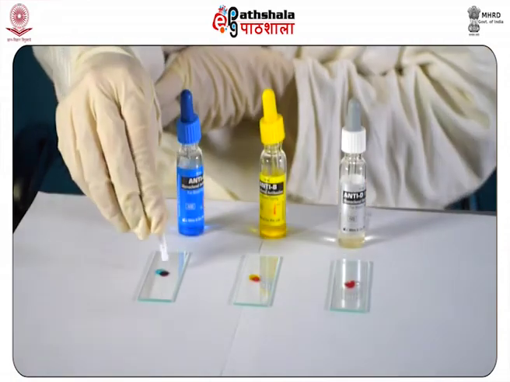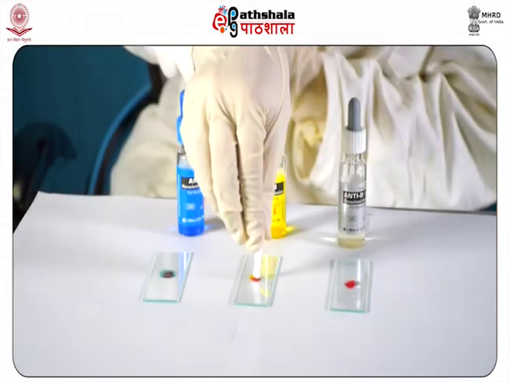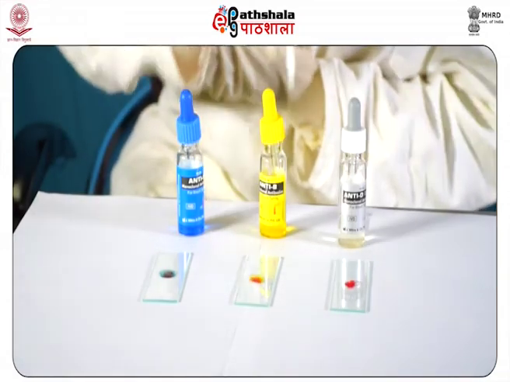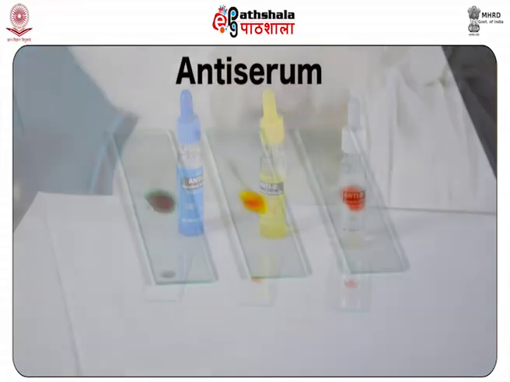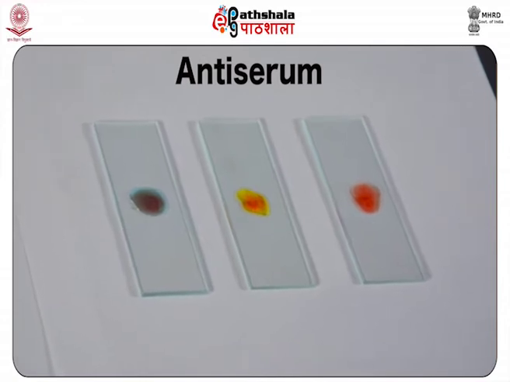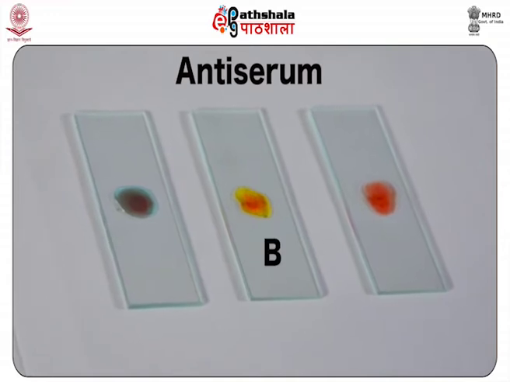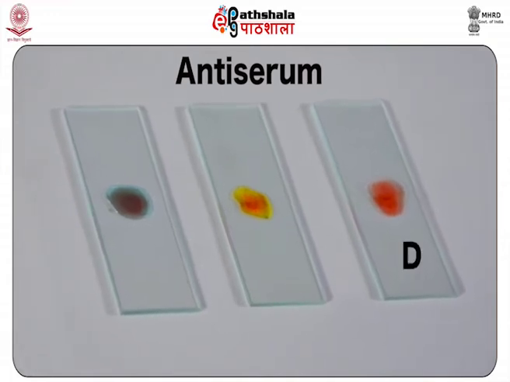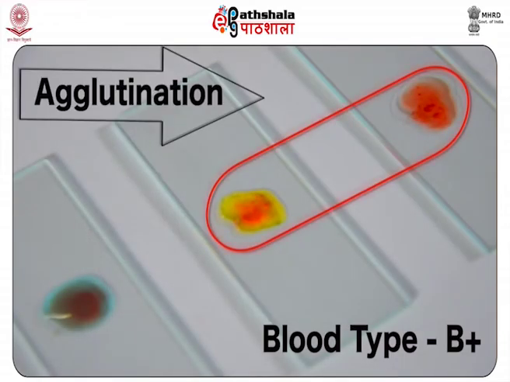Now, look for the presence or absence of agglutination, that is, clumping of blood cells. For example, in this case, agglutination appears when antiserum B and antiserum D are added. Hence, the sample has the blood type B positive.